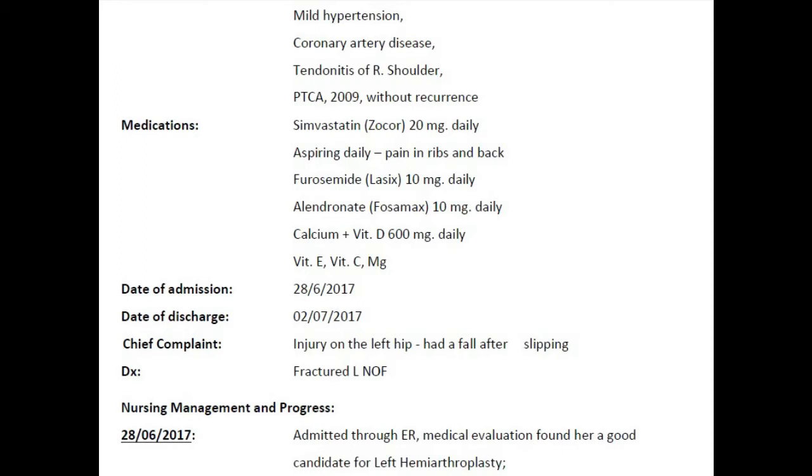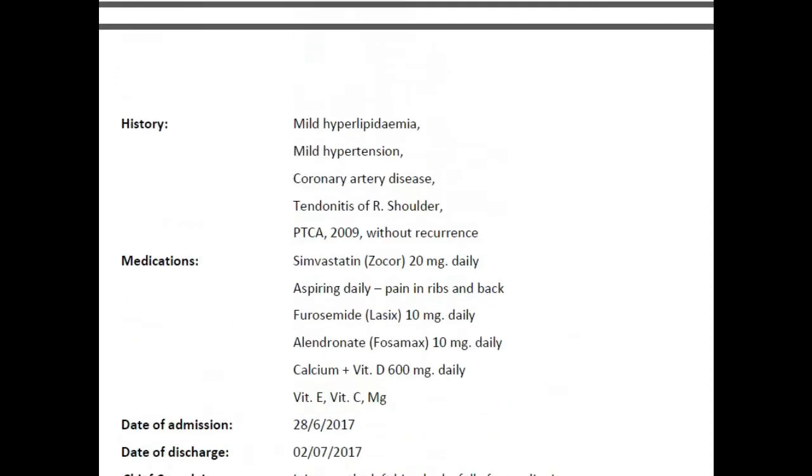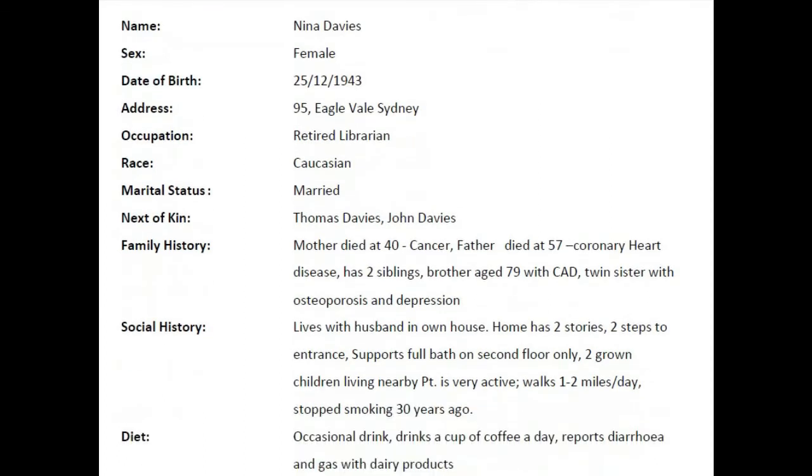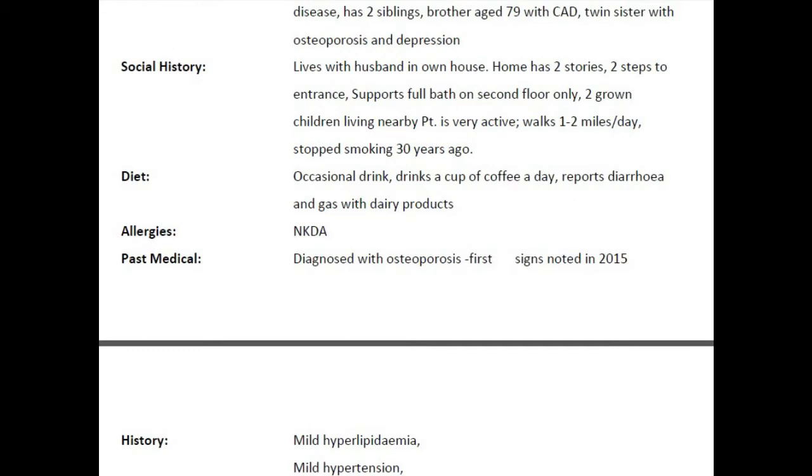The details of the patient given are Miss Nina Davis, date of birth 25th December 1943, and 95 Eagle Valley, Sydney. The name, date of birth and address are important, and the name and date of birth should be mentioned in the reference. In the personal details, which include occupation, race, marital status, next of kin and family history, marital status is the only relevant information which should be included in the letter. All other information is irrelevant and can be omitted because it is not necessary for the charge nurse in the rehabilitation center to know in order to give post-operative care and support for the patient.